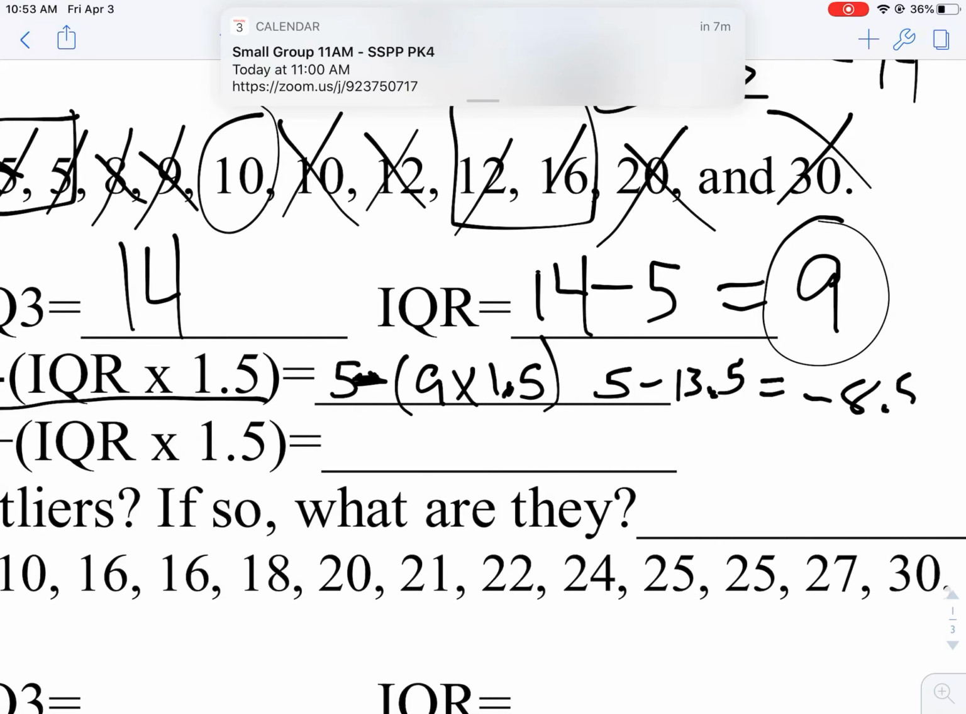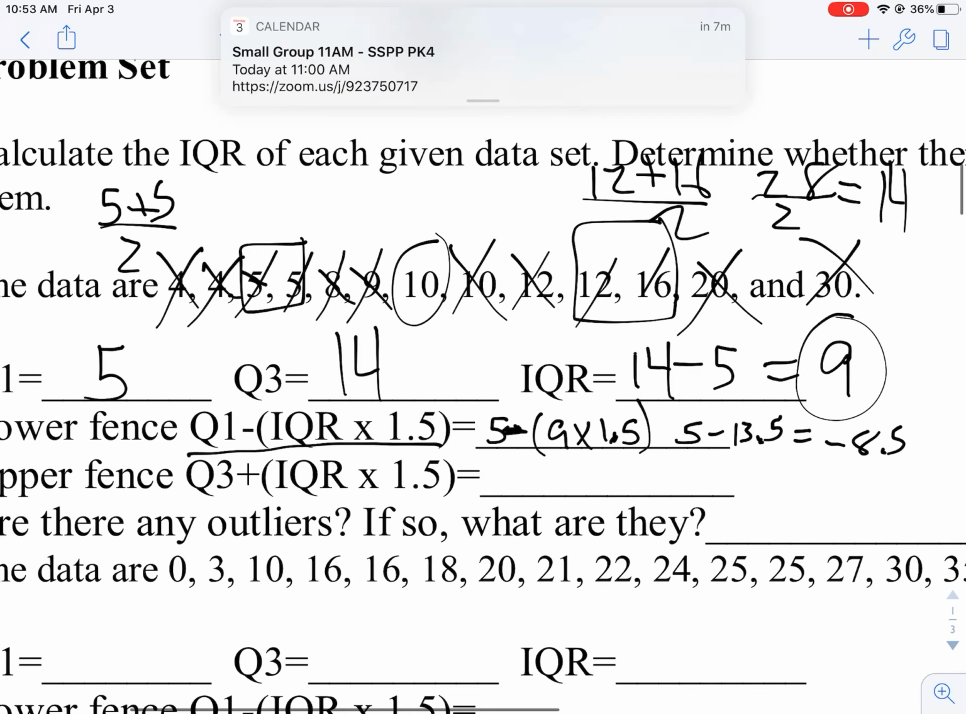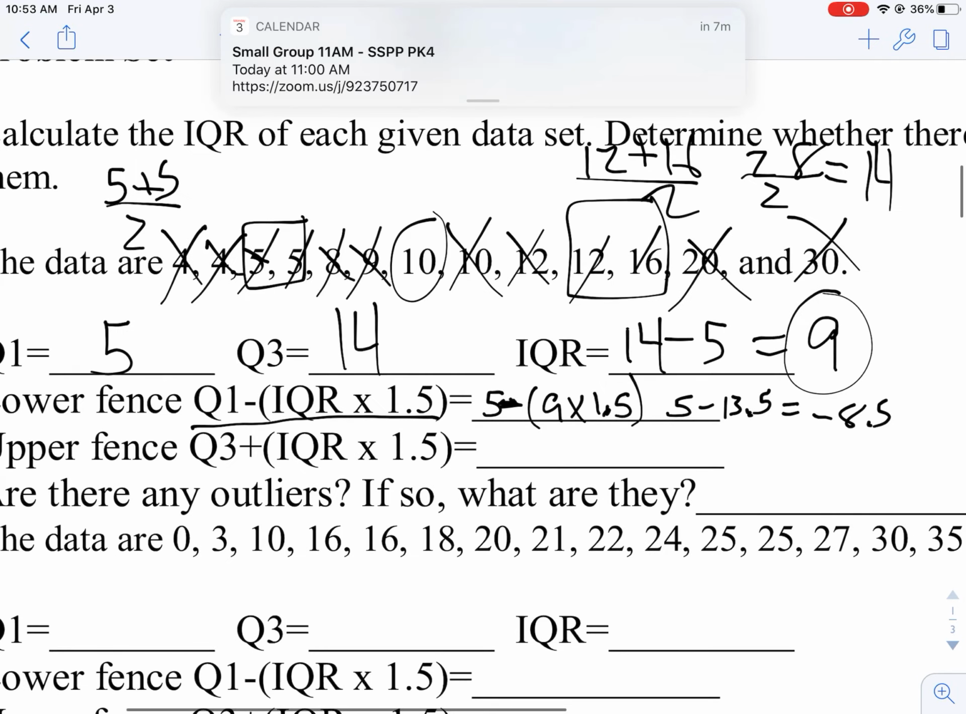Which is going to be negative 8.5. Now, I tell you what, if my minimum is 4, that doesn't matter. So the negative 8.5 has absolutely nothing to do with this problem. So we don't even need to worry about it. You can get that where the fence is.